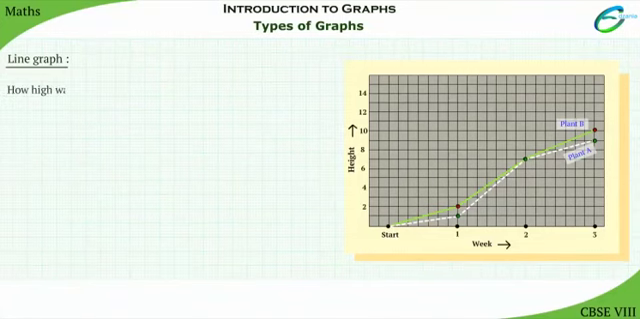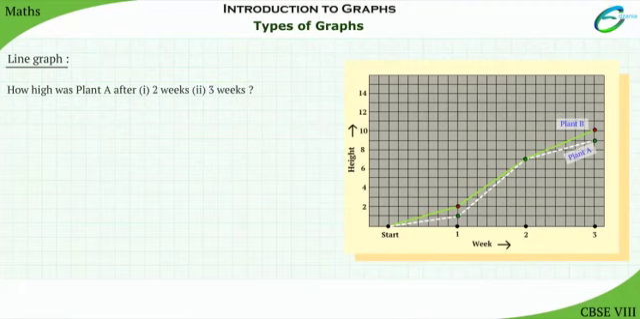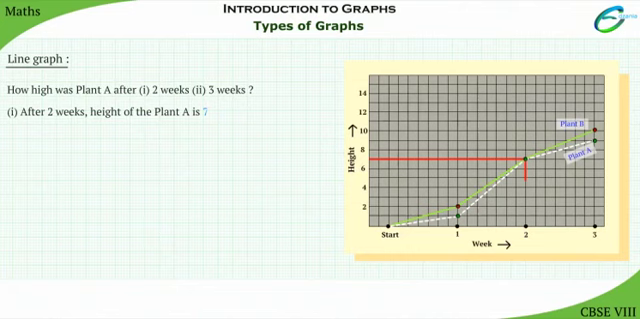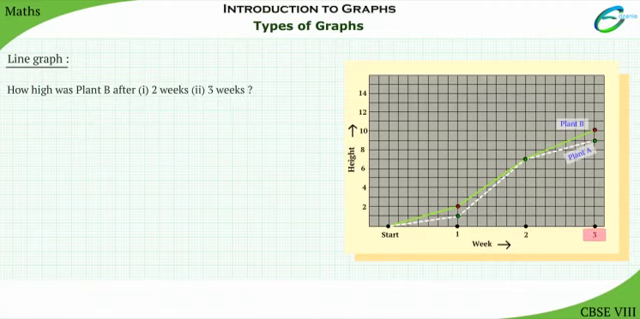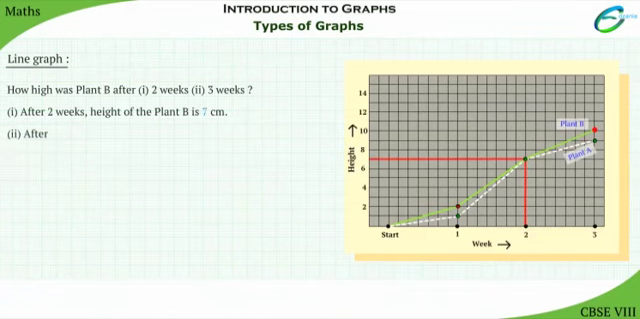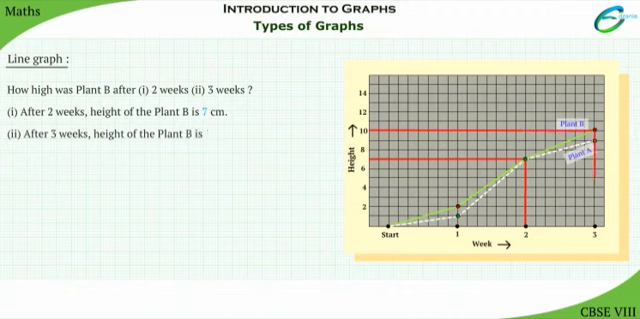How high was plant A after 2 weeks and after 3 weeks? From the graph, it is clear that after 2 weeks, the height of plant A is 7 centimeters. After 3 weeks, it is 9 centimeters. How high was plant B after 2 weeks and after 3 weeks? Observe that after 2 weeks, the height of plant B is 7 centimeters. After 3 weeks, it is 10 centimeters.